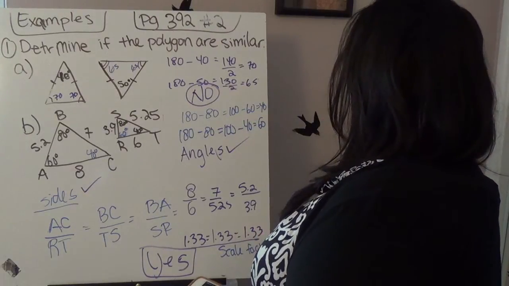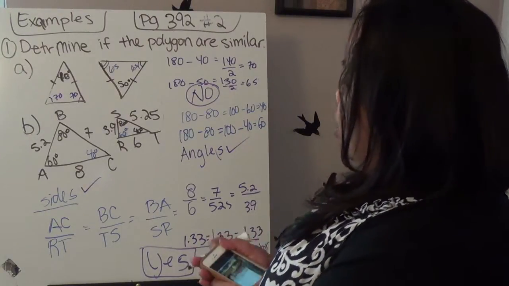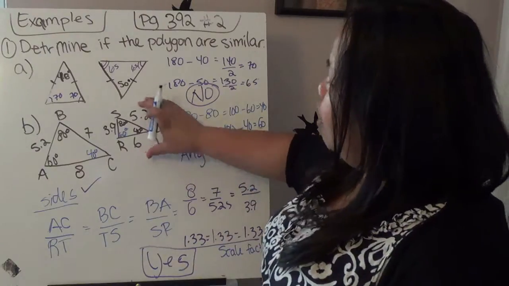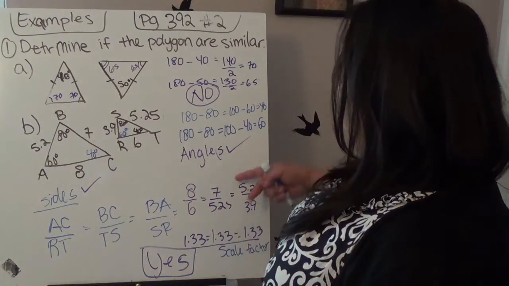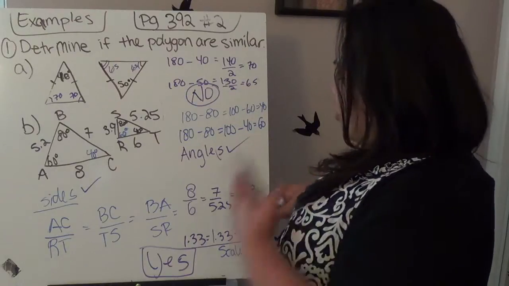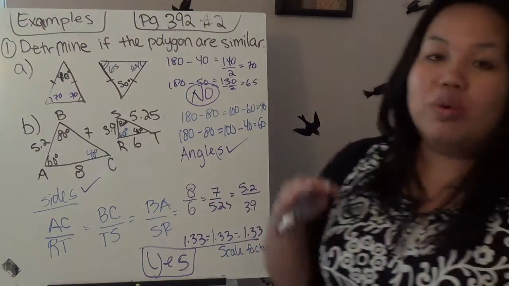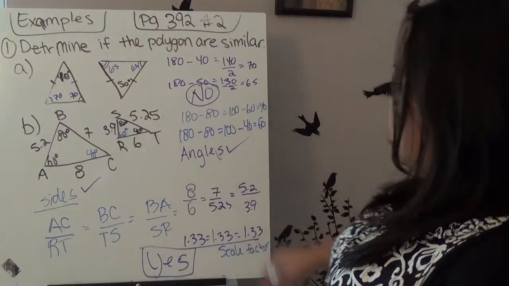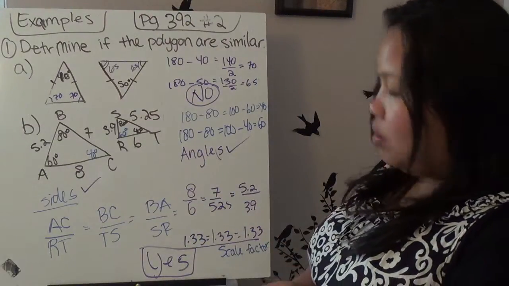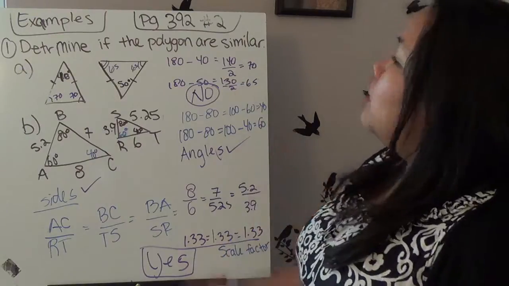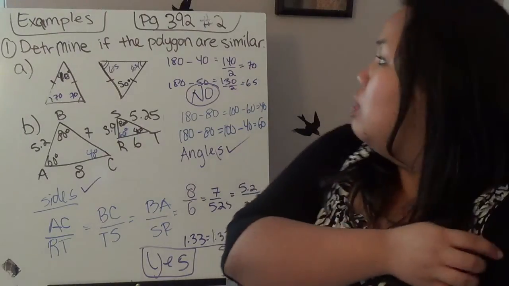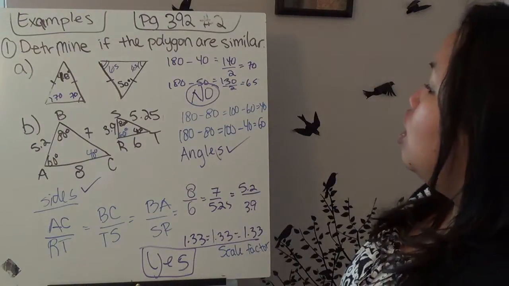Now, sometimes the scale factor will be different because you could have it the other way around. I can have 6 over 8, 3.9 over 5.2, but the important thing is all of the numbers equal each other so you have the same one for each. You just need to be consistent. So go ahead and try page 392 number 2, and I will see you in class.